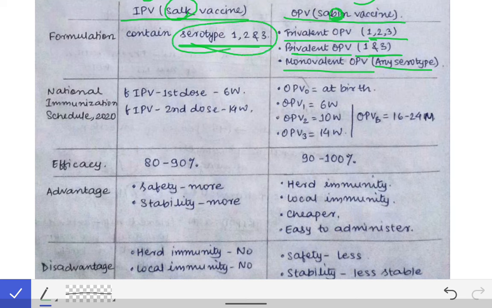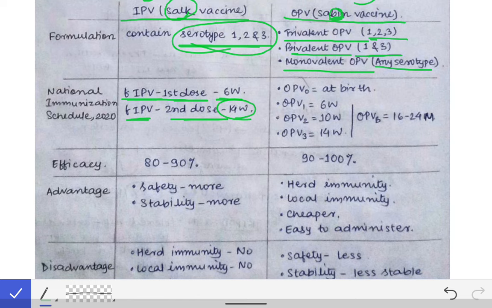Now in the national immunization schedule that has been released in 2020, the fractionated IPV first dose is given at 6 weeks, and the fractionated IPV second dose is given at 14 weeks. So fractionated IPV, two doses are given, the first at 6 weeks and the second at 14 weeks.